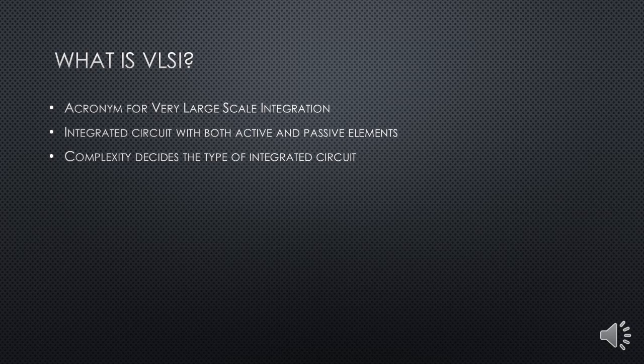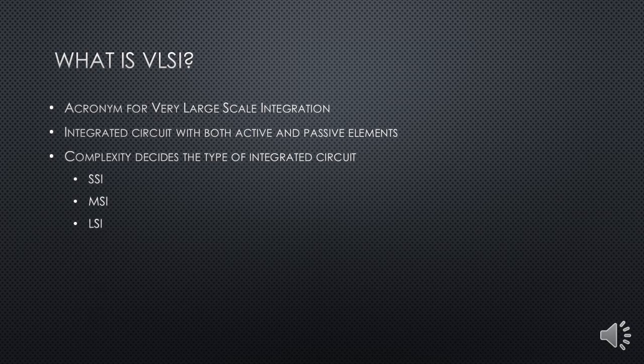But what is the basic difference between these two things? The complexity decides the type of integrated circuit we have. The first one is SSI, small scale integration: if we have 10 to hundreds of transistors in our circuit, we call it small scale integration. The next one is MSI or medium scale integration: if we have some hundreds to thousands of transistors in our design, we call it MSI.